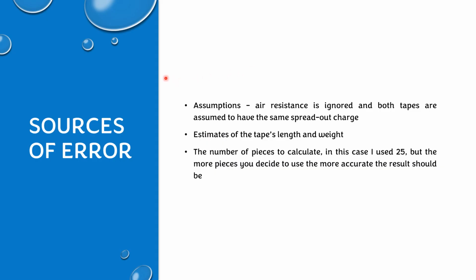Some possible sources of error in this lab arise from our assumptions that I listed earlier in this video. Also, I estimated the weight of the tape and the length of the tape, which could have caused some error in our calculation. Finally, when the code is run, I chose to cut the tape into 25 small pieces, but if you wanted to add more, you would probably get a more accurate calculation of charge, but I did that just to limit how long the code would run.